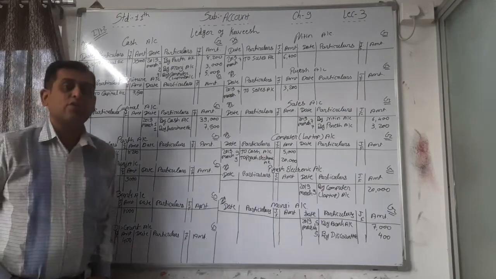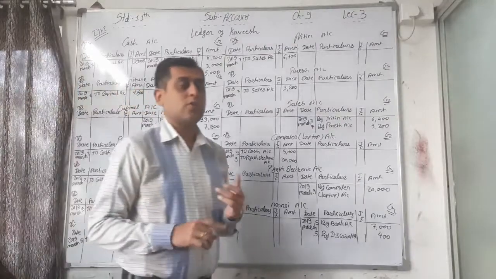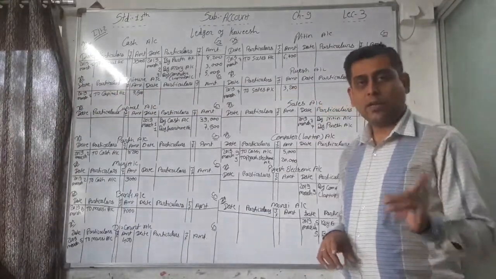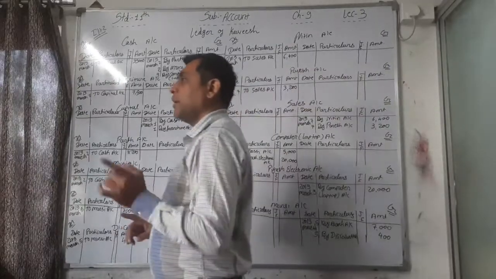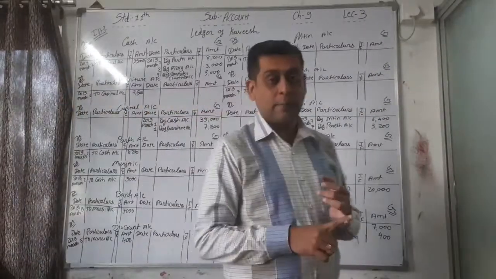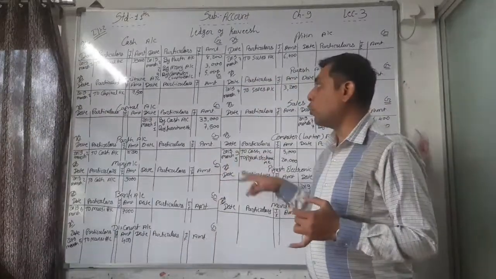Now see illustration number 3. See, the first point is posting from the simple journal entry, that is illustration number 1. The second point is posting from combined or joint entry, that is illustration number 2. Right?